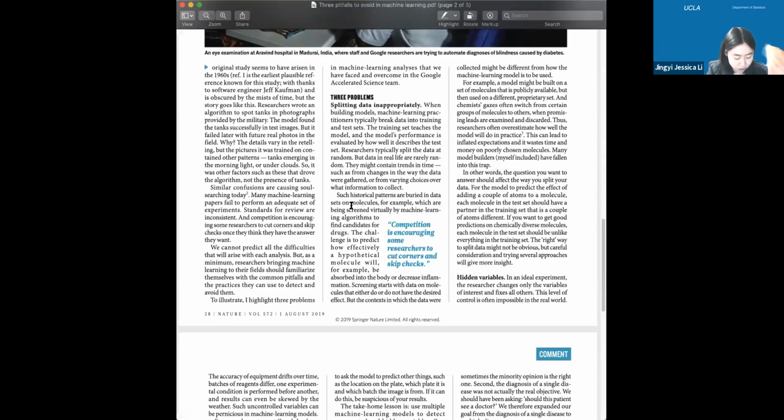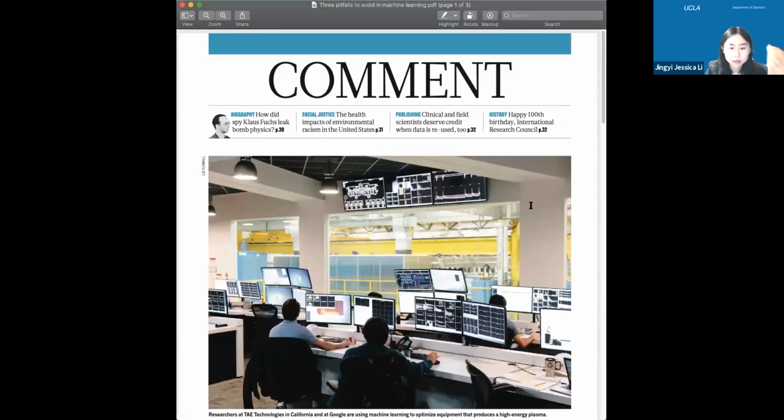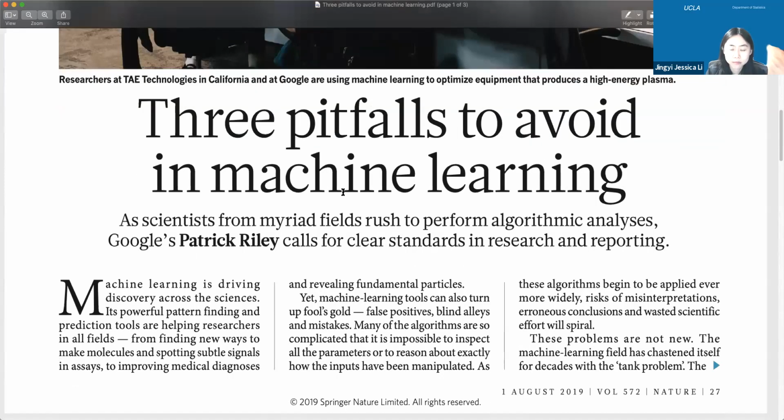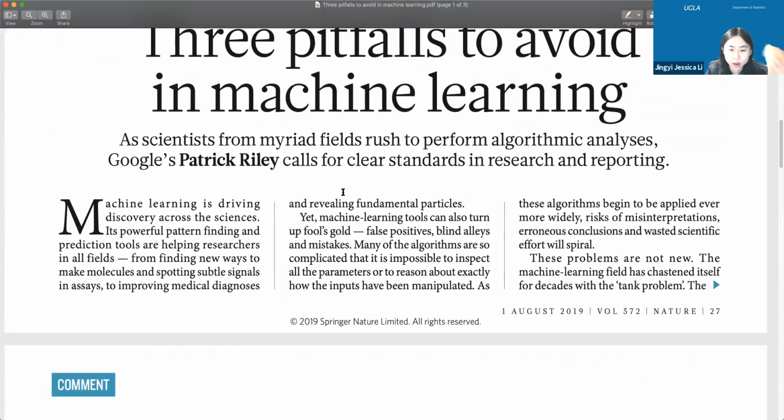And the next one I want to cover is this one. Since we are running out of time, I'll try to be quick to give you the highlights of those papers, and then you can read them yourself. This one is actually a Nature comment, written by some Google scientists, about 3 pitfalls to avoid in machine learning. Let's look at them one by one.